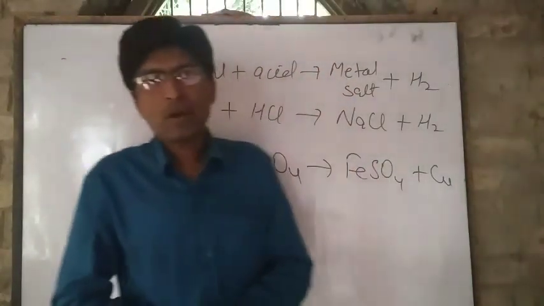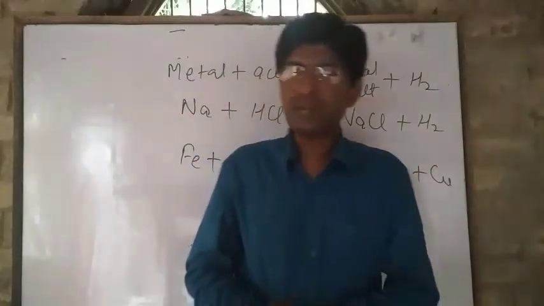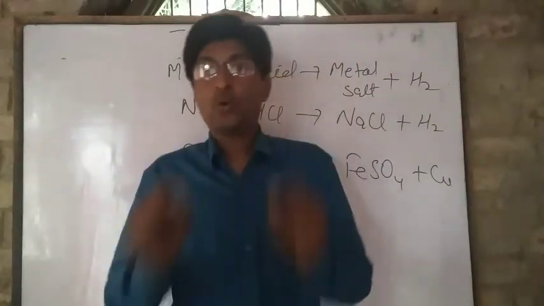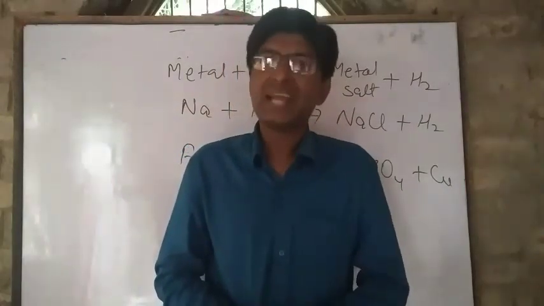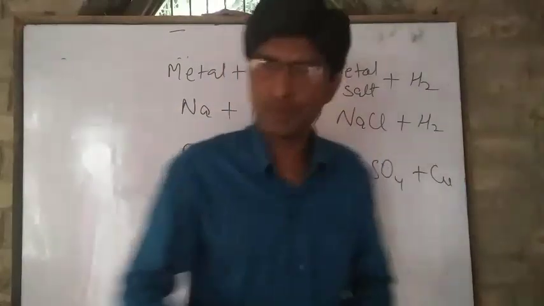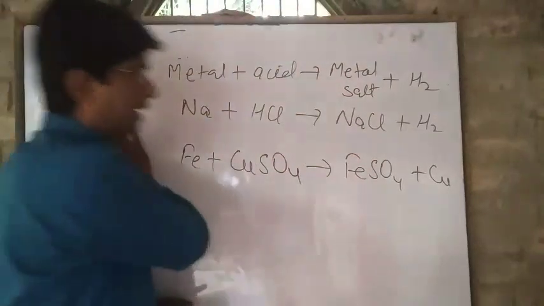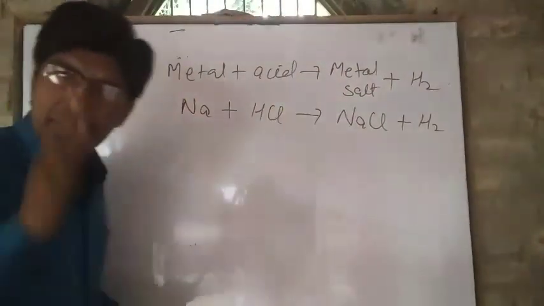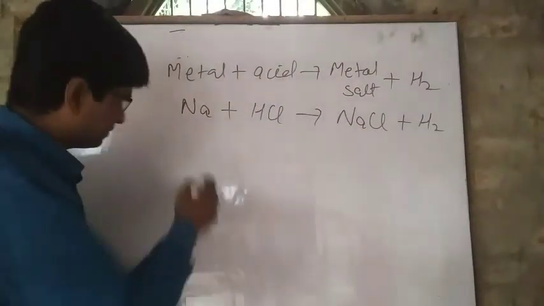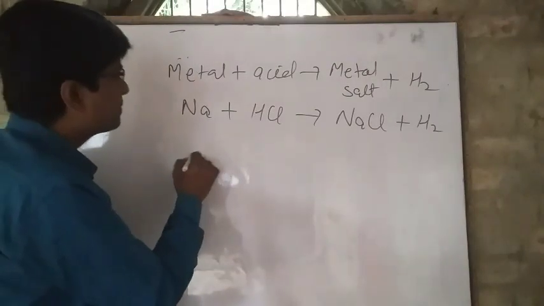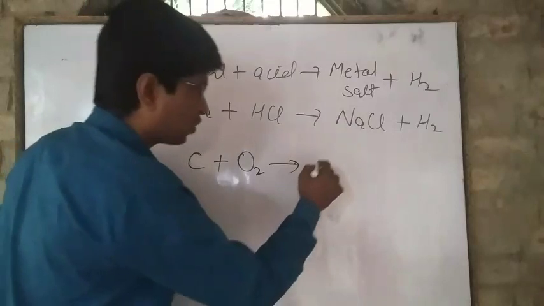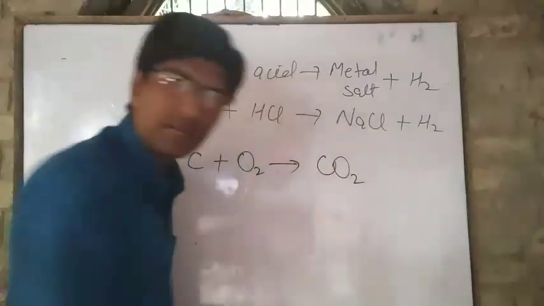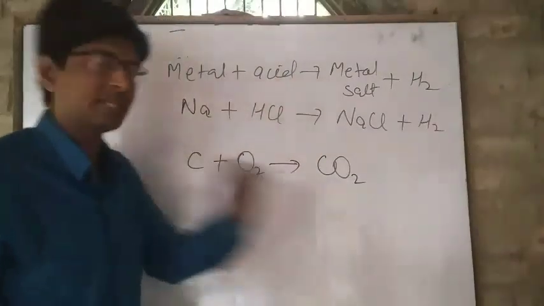But when we talk about the chemical properties of nonmetals, dear students, when nonmetals react with oxygen, they produce nonmetallic oxides. So we can write: nonmetal plus oxygen gives nonmetallic oxide. If we take carbon, which is a nonmetal, when it reacts with oxygen, it forms carbon dioxide.